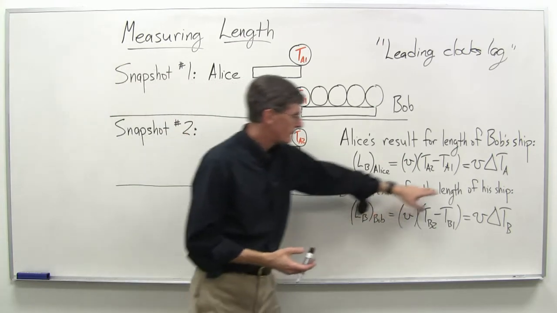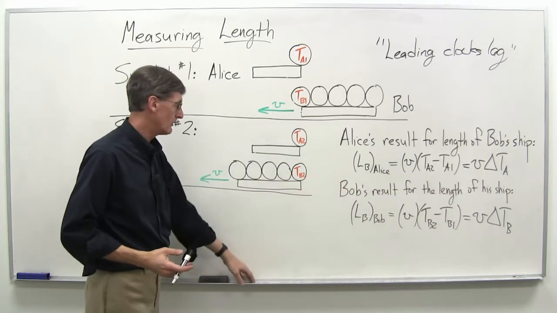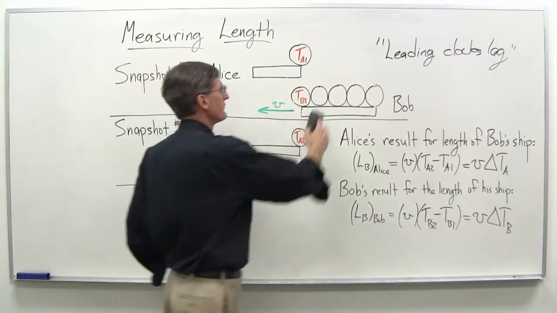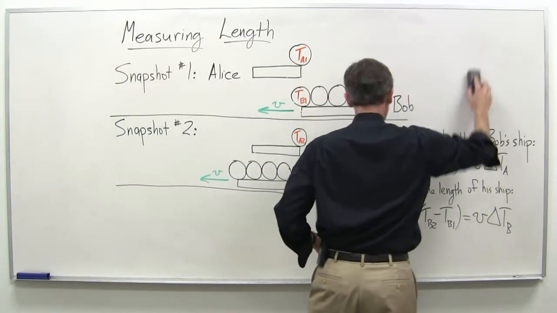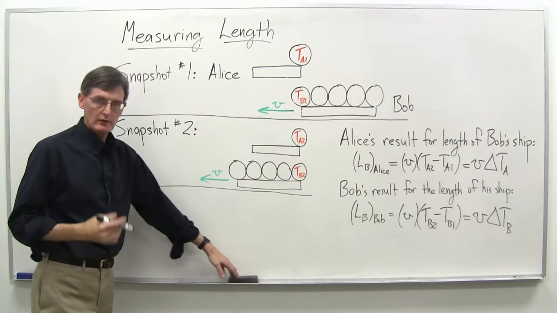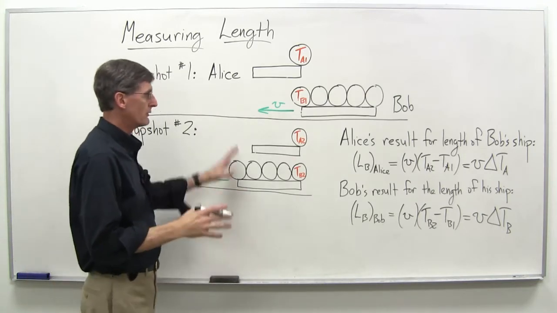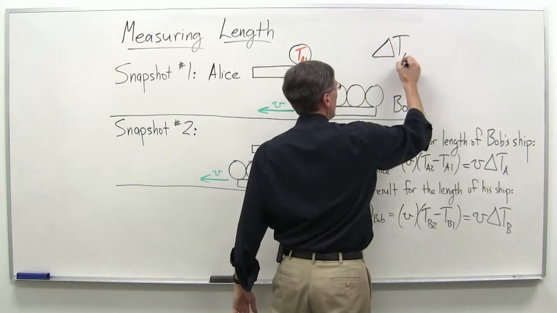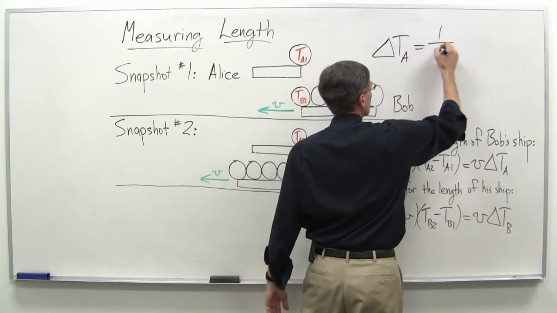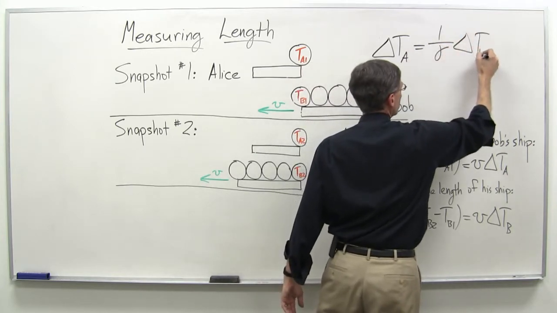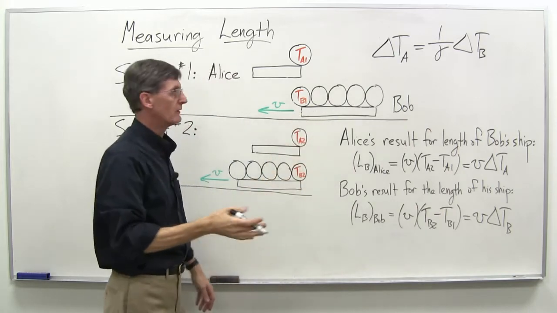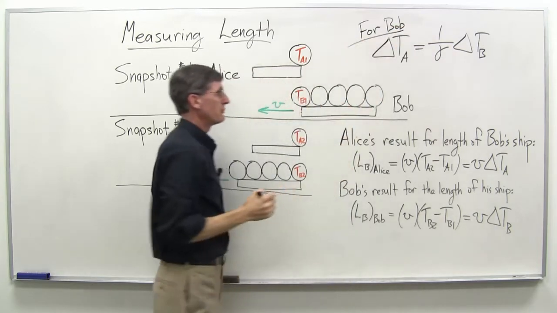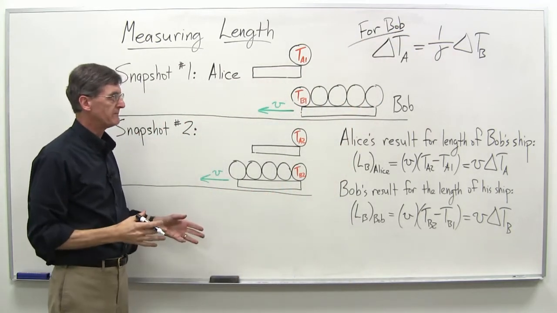So let's look at these results a little bit further, because we now can apply our time dilation result. Let's just remind ourselves up here for a second. Remember our time dilation result. From Bob's perspective, he would say the elapsed time for Alice is 1 over gamma times his elapsed time, because from his perspective, Alice is moving. So let's start with that.